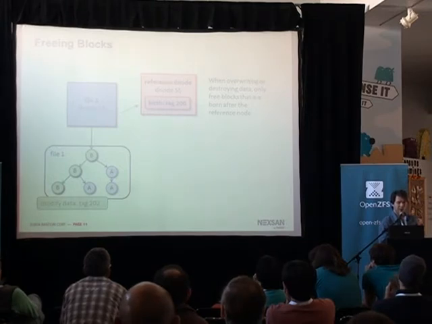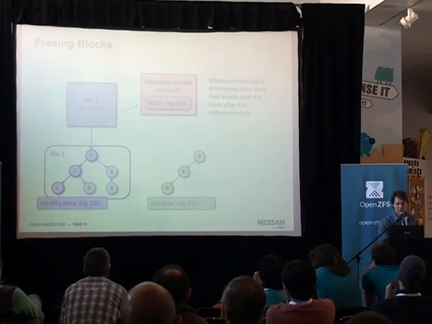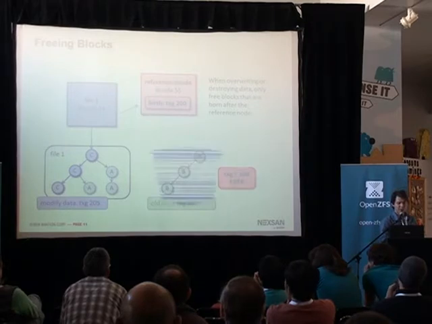Now, let's say we overwrite this data again in TXG 205, and we overwrite the previous blocks. Those are private blocks of this file, and we need to compare them again with the reference dnode's birth, and since they were born later, we have to free them and get rid of them.